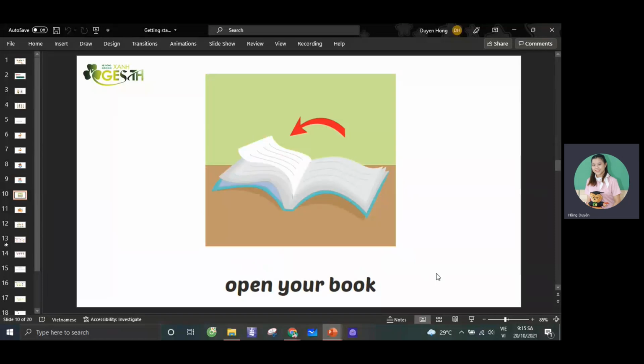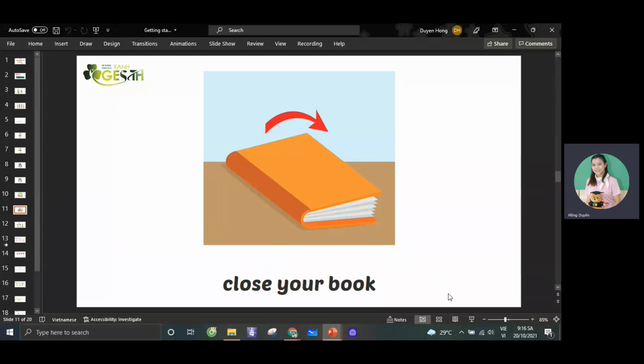Next page. Good job. Open your book. That's good. Open your book. That's right. So, what can you see in the picture, Mina? All right, close your book. Close your book.